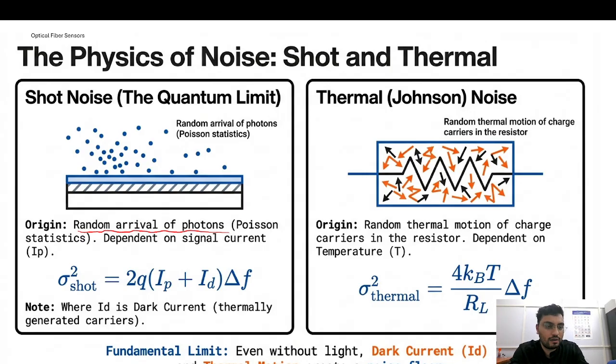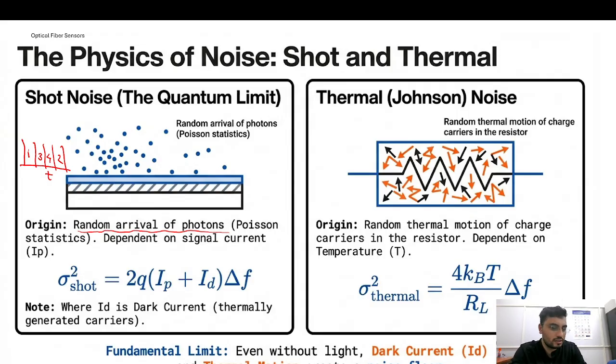If you divide time into different windows, suppose here 1 photon is coming, here 3, here 4, and here 2. So you can see that with respect to time, the number of photons hitting the photodetector is different. That's why you are getting the shot noise.